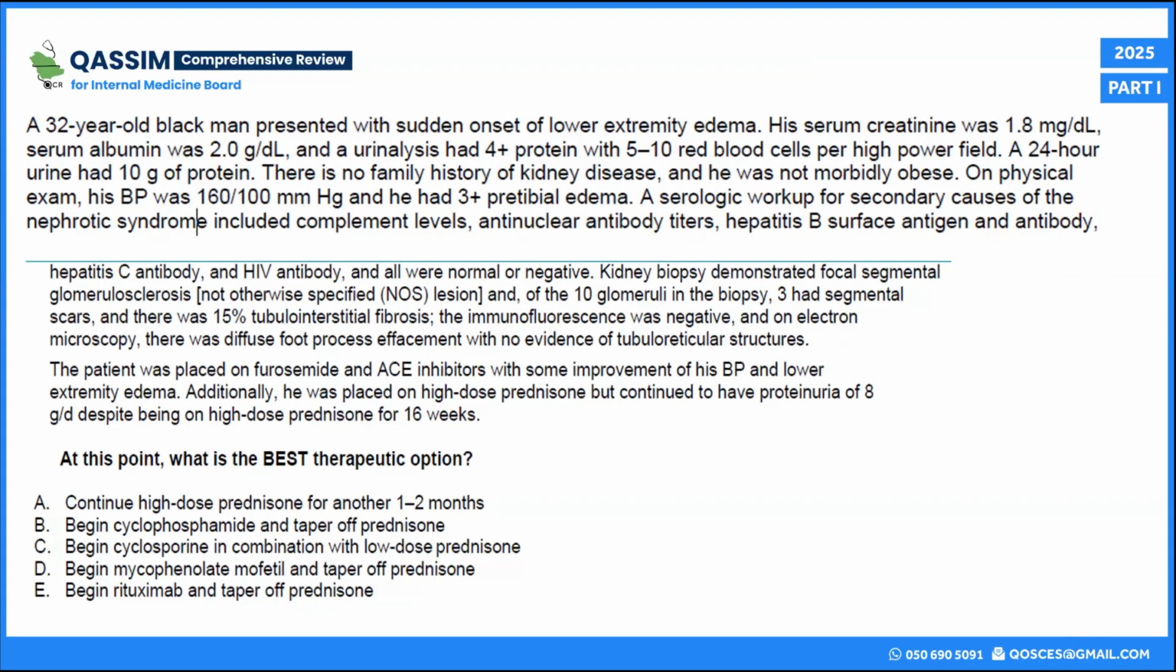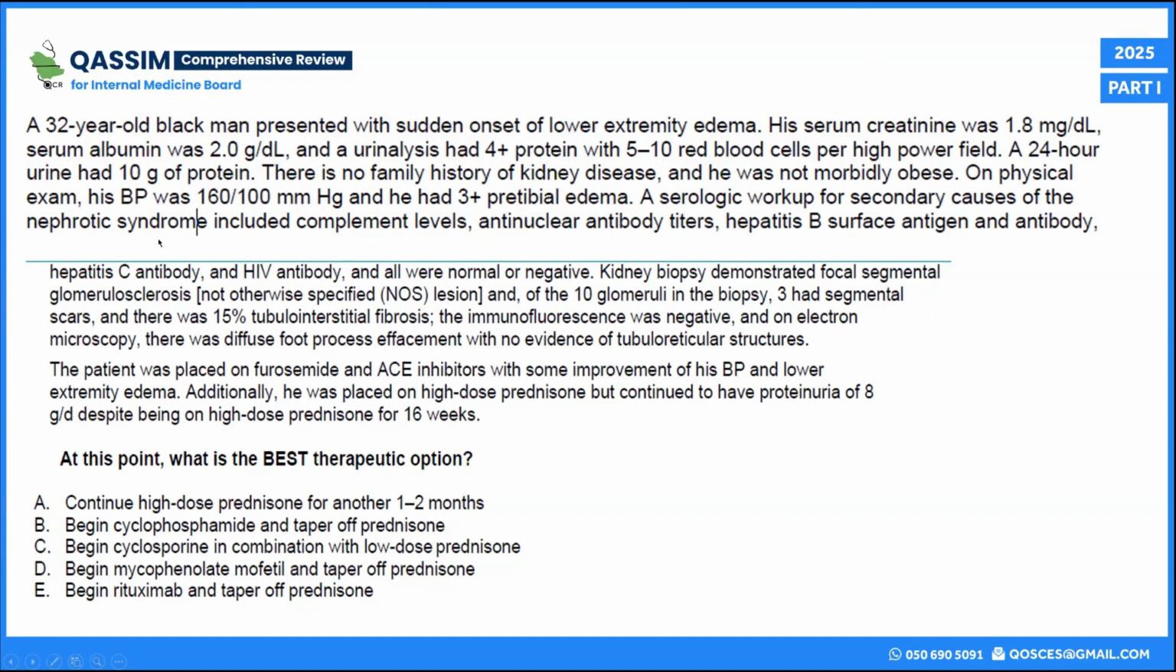Okay, second question. What is the best therapeutic option? I'm shortening the question because it's a bit long. A 32-year-old Black patient presents with sudden onset of lower extremity edema, creatinine 1.8, albumin 20, so he's having hypoalbuminemia. Urinalysis is 4 plus, so you're having proteinuria also. 24-hour urine protein 10 gram, no family history of disease. He's not obese. On examination, he's having hypertension.